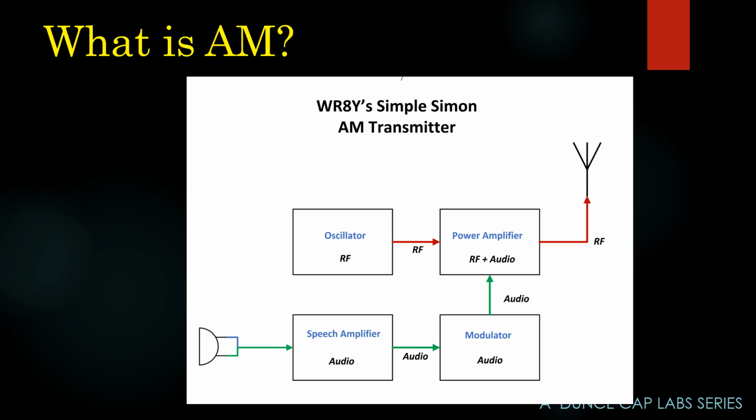The microphone in the lower left is going to feed the little speech amplifier, which will amplify that signal to a few volts. The modulator takes those few volts and produces a gain so great that it outputs 50 watts of audio to the power amp. So now I have a 100 watt carrier with 50 watts of audio to modulate it.